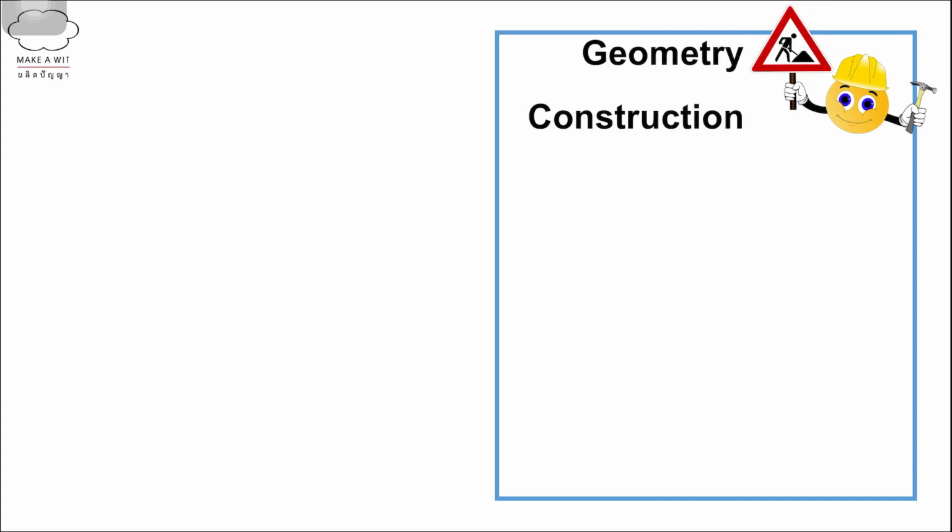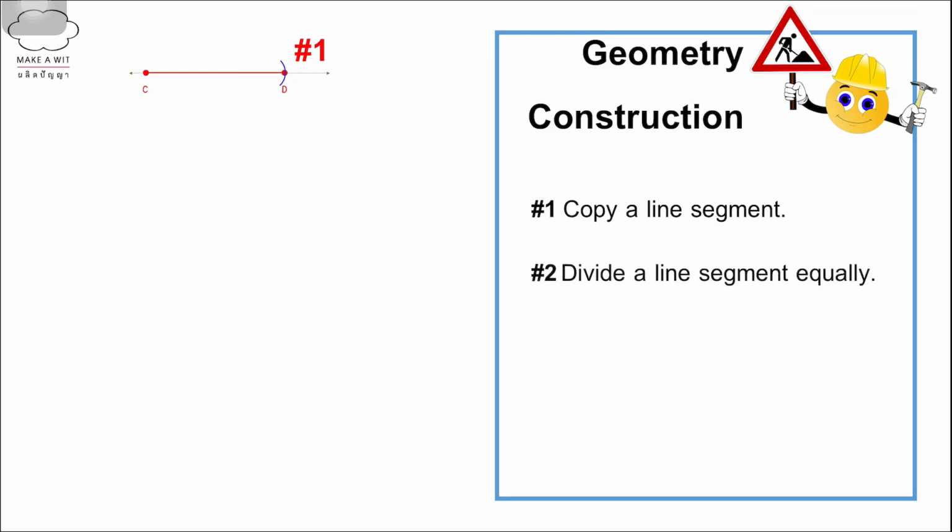Now, let's start from the last time. We have learned 5 geometry constructions so far. Number 1, copy a line segment like this. You don't change the radius on the compass, and you just copy the size of it. Number 2, divide a line segment equally. That means you will find the midpoint of the given line segment OP. You start from the endpoints. You can start from point O or from point P. Now, create the intersecting points up and down. This will be your midpoint.